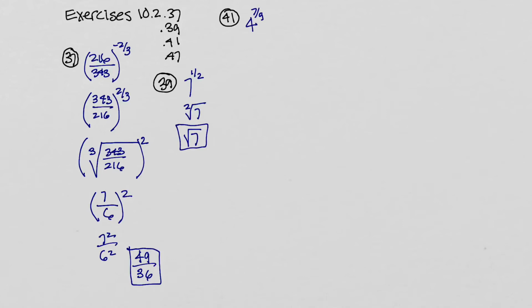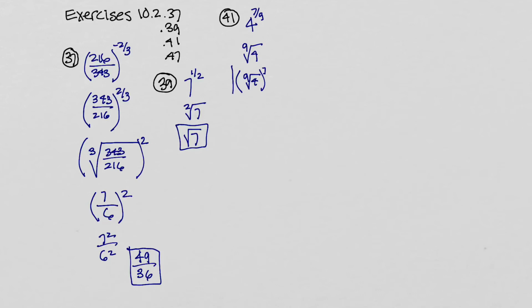And in number 41 here, we've got 4 raised to the 7 over 9. So I've got a number to a fractional power. The denominator becomes the root, so we're going to write this as the 9th root of 4, and the top number becomes the power. Now, we've said this before, and I think this is the better way to do this. I'm going to take this 7 and write it on the outside. This will be the 9th root of 4 all to the 7th.